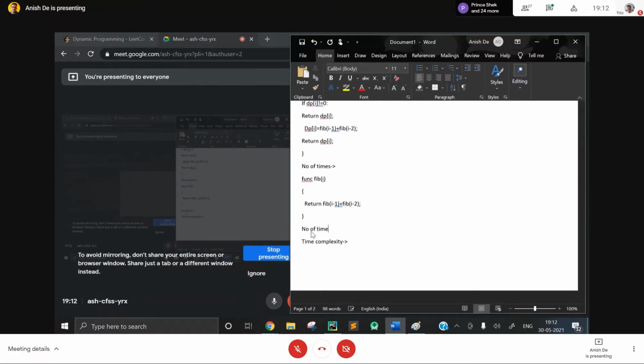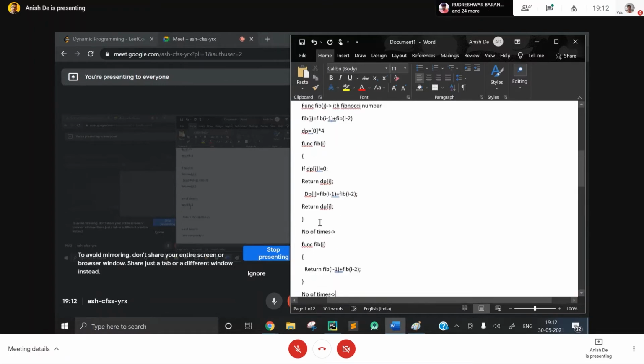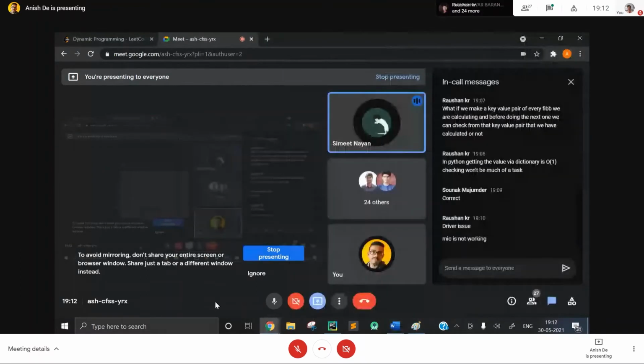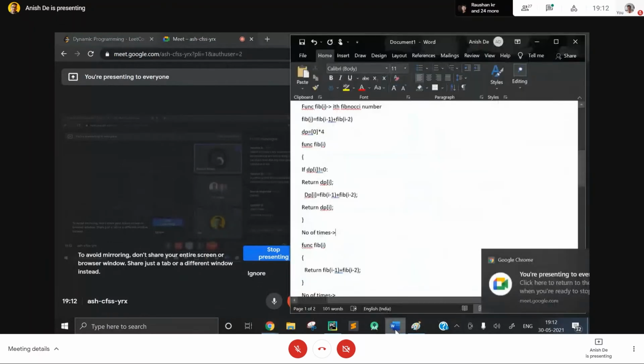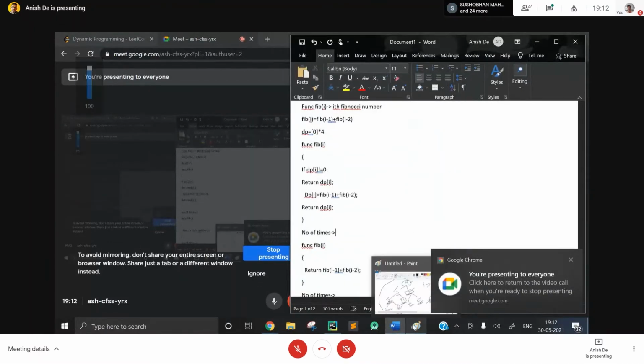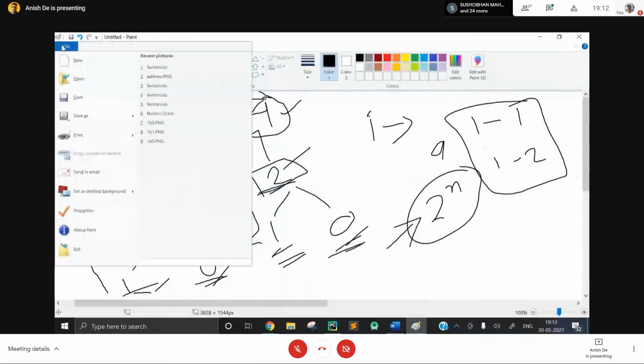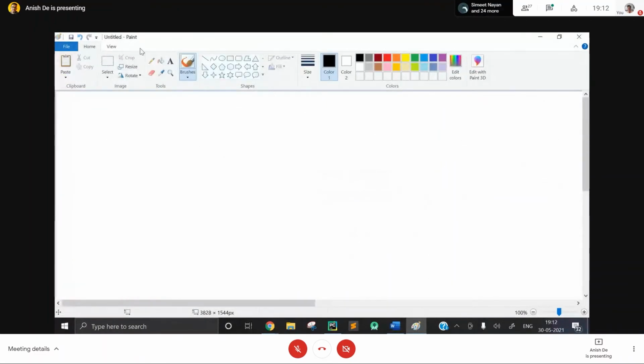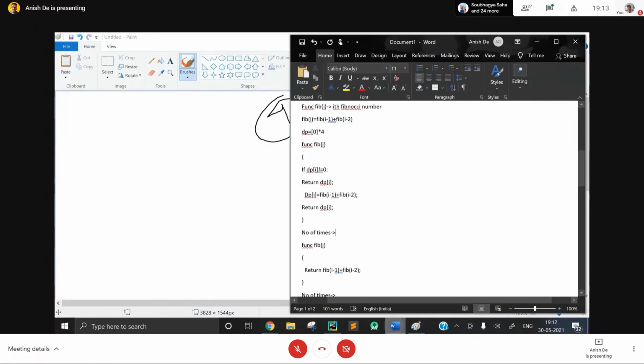This will be called n times. How? Because when the answer has already been calculated, the function won't be called. So when Fibonacci of 2 has already been calculated, it will not be called again. So if we see this function, let's see how many times the function is called here.